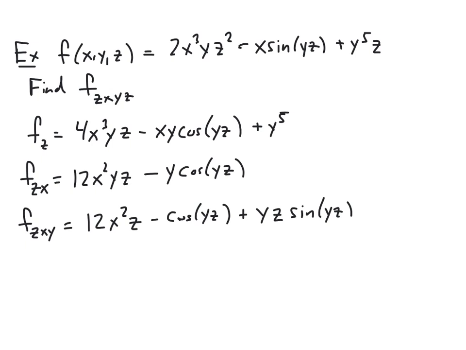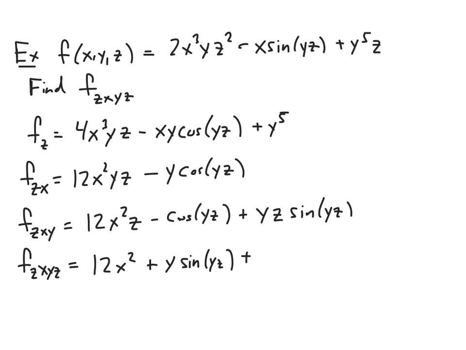Okay. And then the last step is to differentiate this one last time now with respect to z. Okay. So the first term, we're going to get 12x squared. The next term, it will become positive y sine yz. Right, so it becomes positive because the derivative of cosine is negative sine, and the y is part of the chain rule.